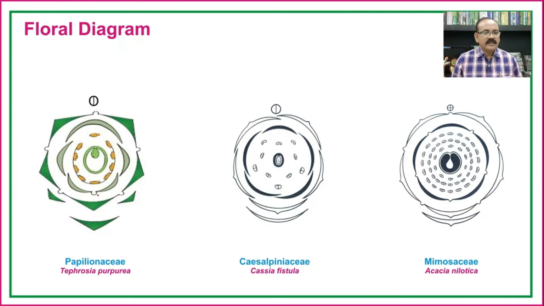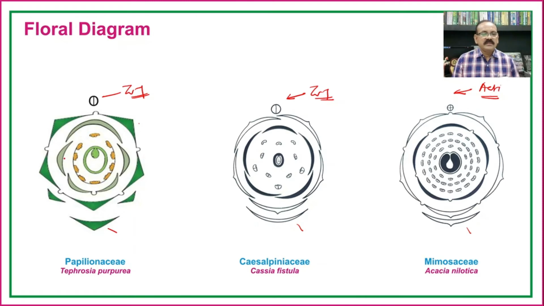Here there is a presence of zygomorphic flowers in the Papilionaceae, again zygomorphic flowers in the family Caesalpinaceae, but actinomorphic flowers in the family Mimosaceae. Then there is a presence of bract in all, that is, the flowers are bracteate.